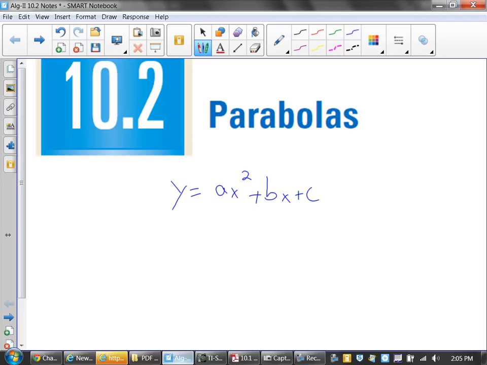We know about moving parabolas upward and downward. That was this case here: y equals ax squared. It went up like a cup if a was positive, and it went down like a frown if a was negative. All right. So we knew how to work with these before. Up like a cup, down like a frown.